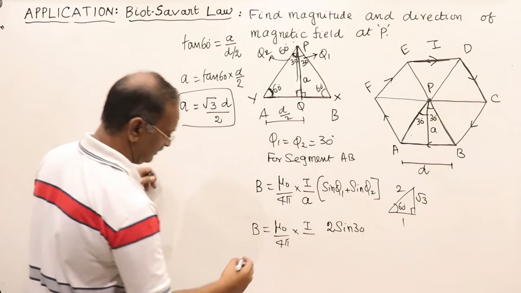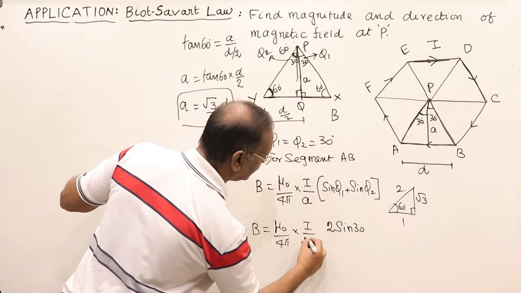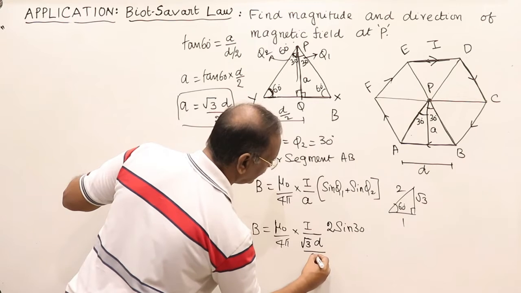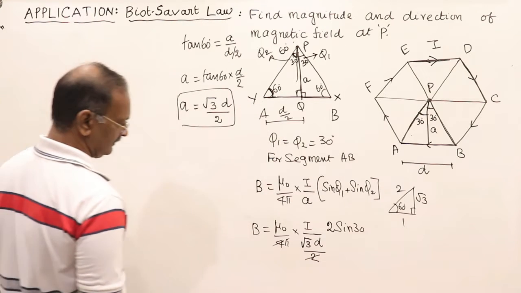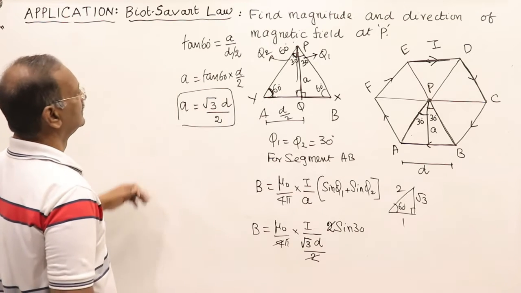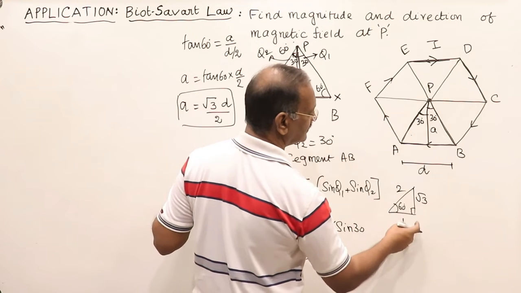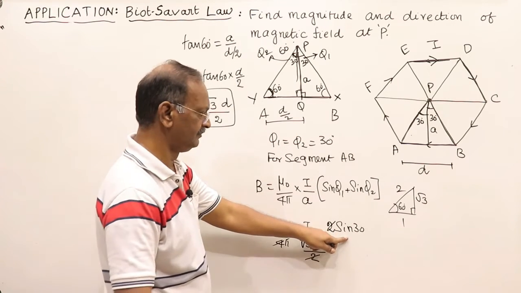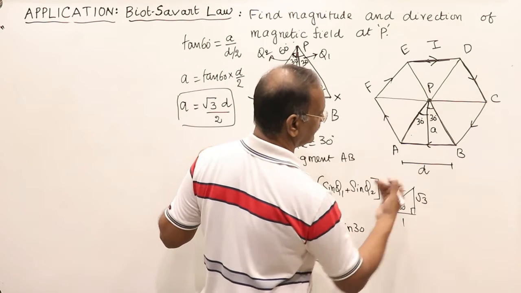We can calculate this: A is equal to root 3 into d divided by 2. So this and this we can cancel it. This and this, the 2 and this 2 will get cancelled. What about sin 30? Sin 30 also we can easily find out. If we want sin 30, we will go for cos of 60. Here 60 is available. Cos of 60 is equal to half.